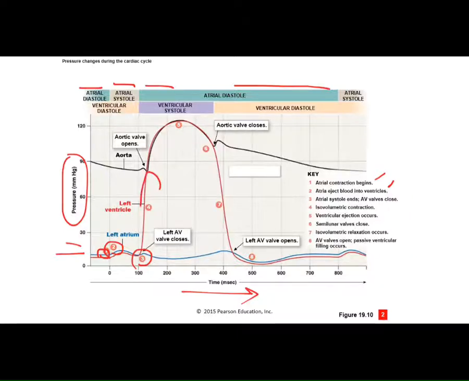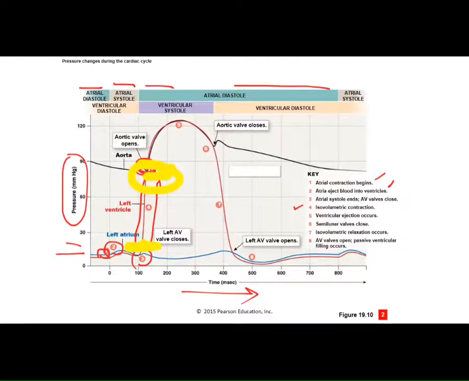Now during this phase, all of this, that would be isovolumetric contraction. The ventricles are beginning to squeeze. The pressure is definitely increasing, but the aortic valve does not open up until here. So during that period from here up to here, that's isovolumetric contraction. The valve has not been pushed open. Then, here you see the valve is opened up.